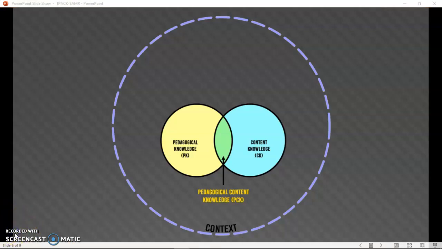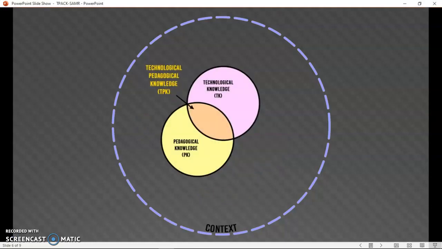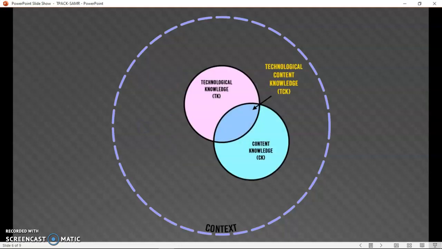The overlap of content and pedagogy would focus on understanding the best practices for teaching the content to your students. The overlap between the technology portion and the pedagogy portion would focus on understanding how to use the digital tools to enhance the learning outcomes. And the overlap between technology and content would focus on knowing how the digital tools available to you would enhance the learning in the student.